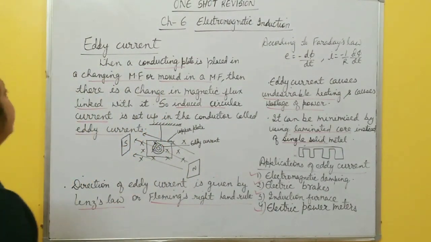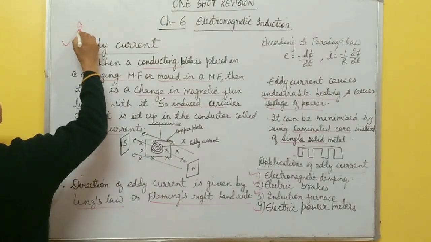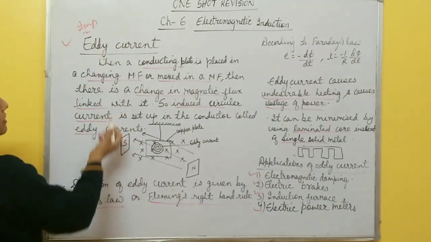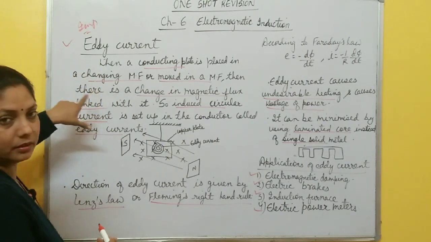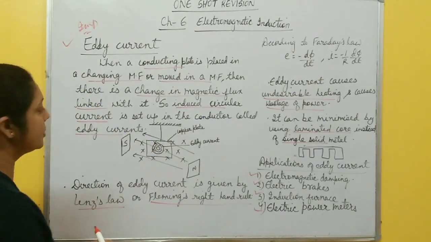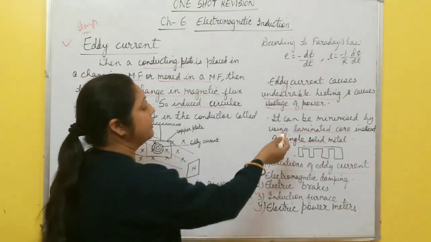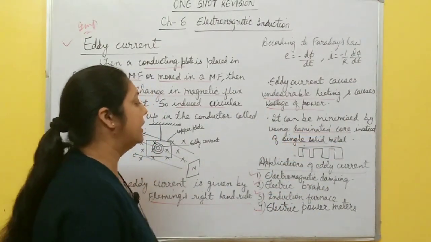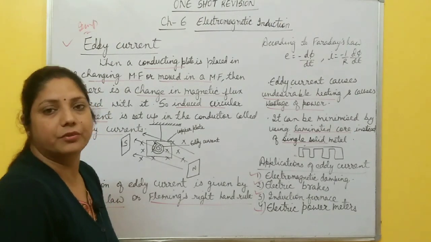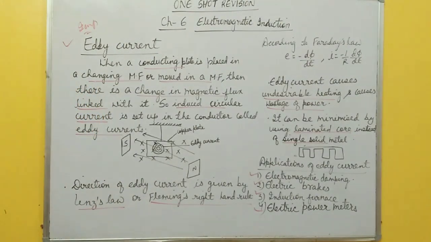So you must revise what eddy current is. This is important for a 3 marks question. Just revise, learn these definitions, and you must draw a diagram also, and the direction is given by Fleming's right hand rule. And how is it minimized? It is minimized with a laminated core, and there are 4 applications you have to learn, right? Okay, please take a screenshot of this.